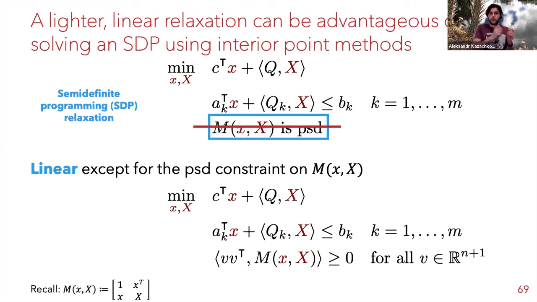A matrix M is PSD if and only if, when you pre-multiply and post-multiply it with a vector v, the result is non-negative for every single vector v in R^(n+1). And M is a matrix in n plus 1 dimensions, by the way, so it's (n+1) times (n+1). And so that actually now is a linear system.